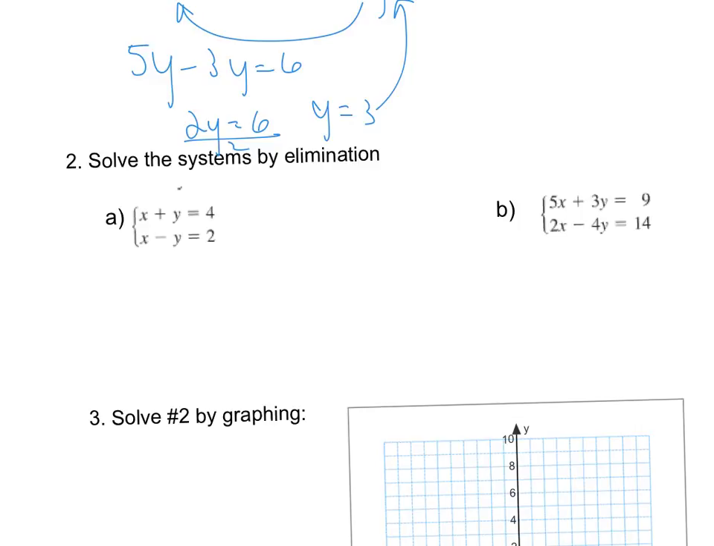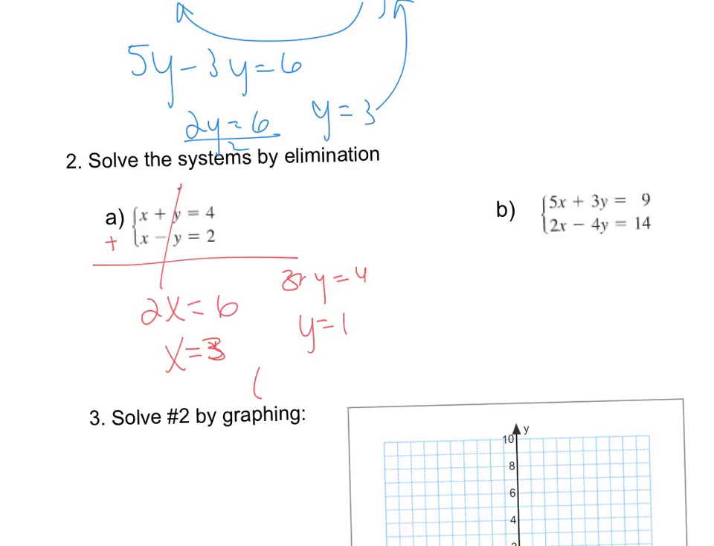Okay, so in this case, I just have to add the equations together and that cancels out my y's. So I end up with 2x equals 6, so x equals 3 again, weirdly enough. Plug that in for either equation. I'll plug it into the x plus y equals 4. So I get 3 plus y equals 4. Solve for y. I get y equals 1.